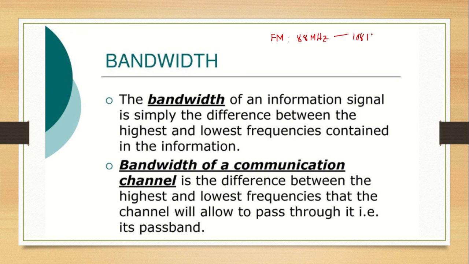Now if you're asked to calculate the bandwidth, as mentioned in this slide, it is just the difference. So you just subtract. The bandwidth, or BW, is the difference of the upper band and the lower band. So 108 minus 88, of course that's megahertz, is 20 megahertz. So that's the bandwidth for FM. I hope you have understood this one.